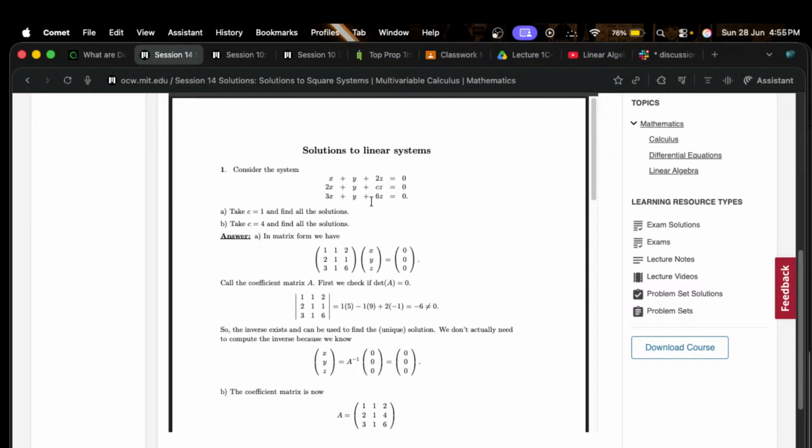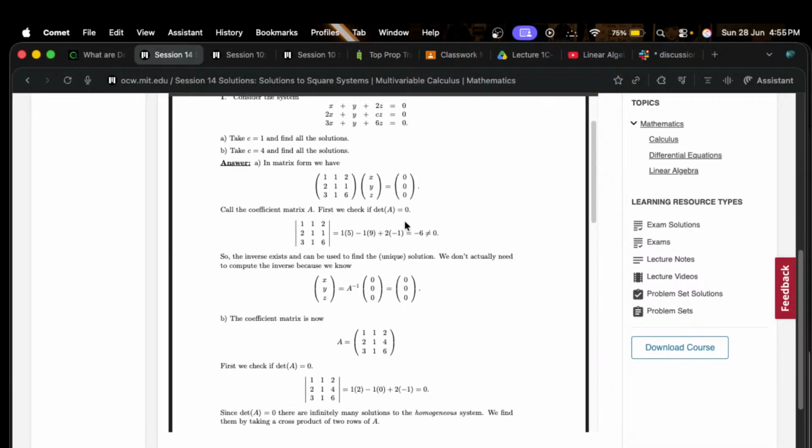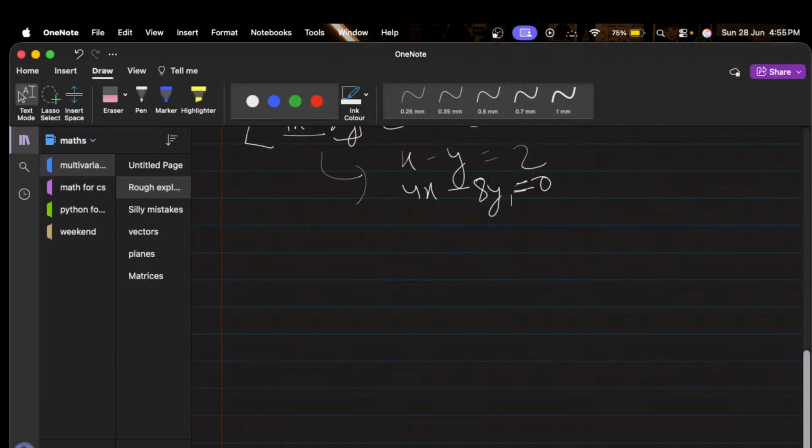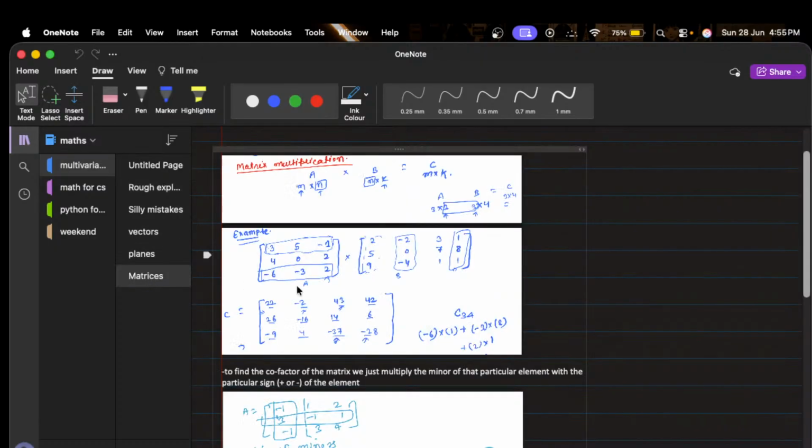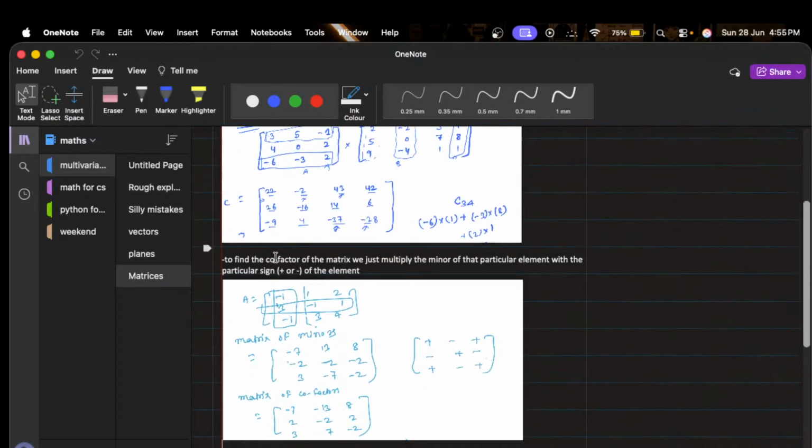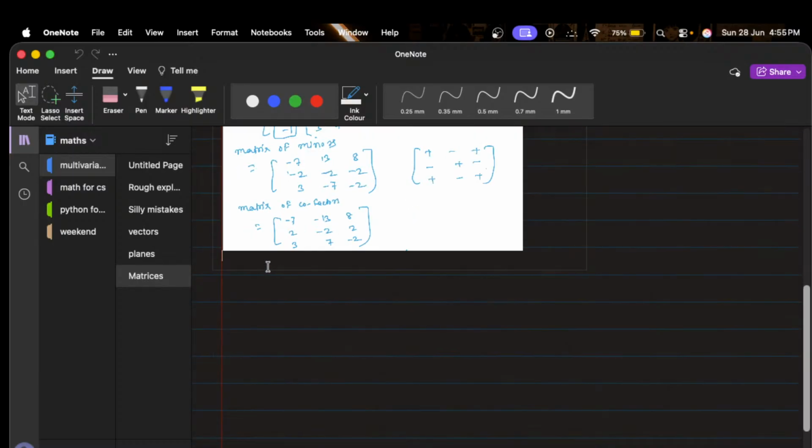So first we write this in the matrix form. Call all coefficient matrix A. First we check if the determinant of A is equal to 0. So this is minus 6, not 0. Yeah, first we check if the determinant is not equal to 0. Did I write that in my note or not? Probably not. I will just write it. Inverse.